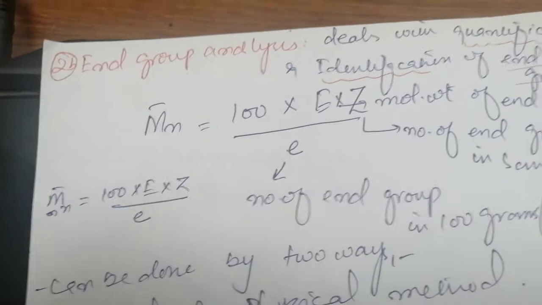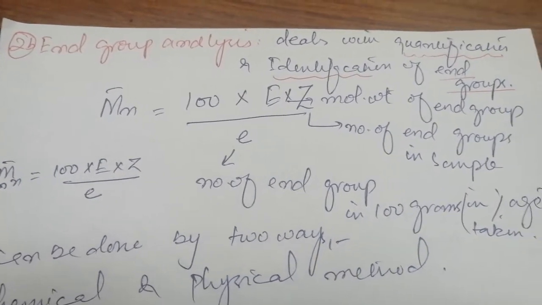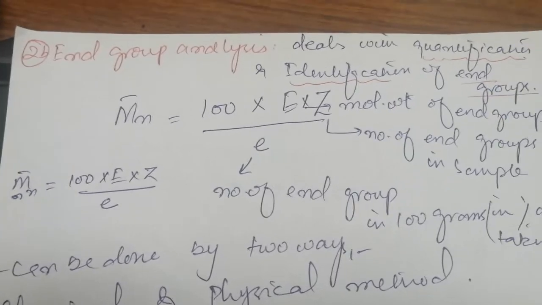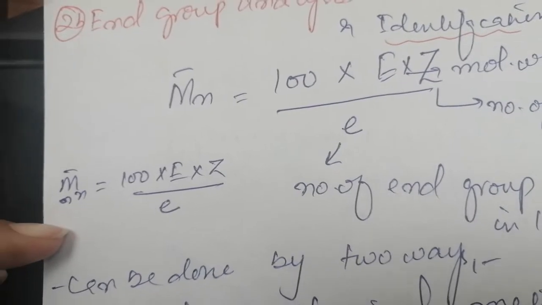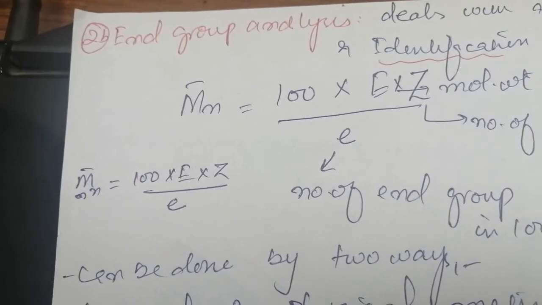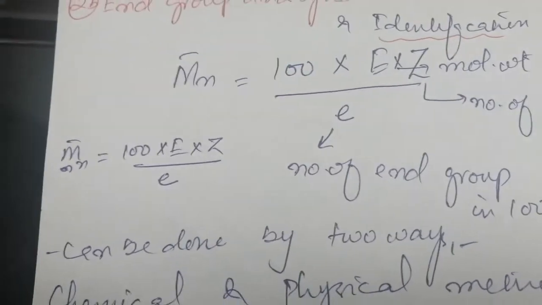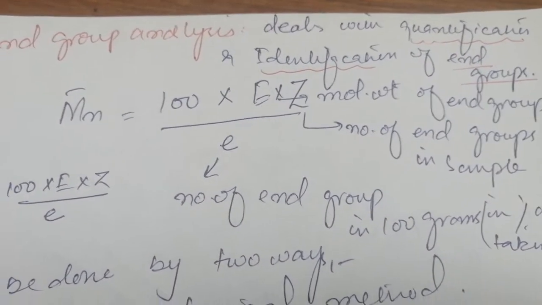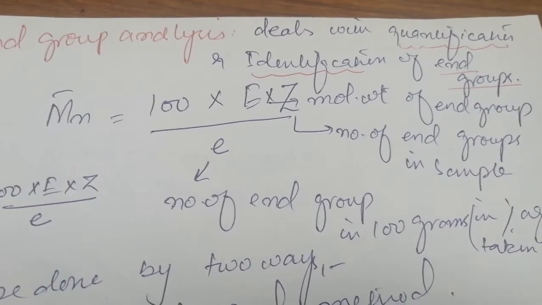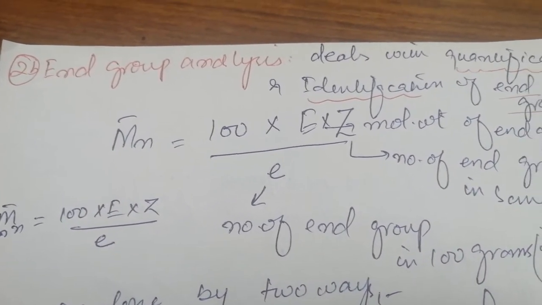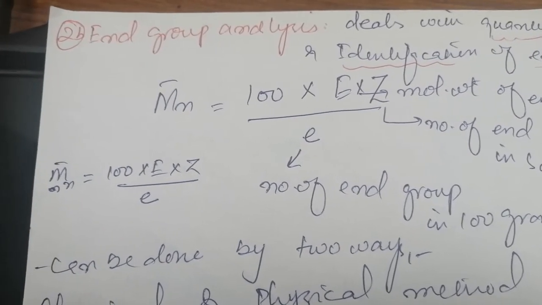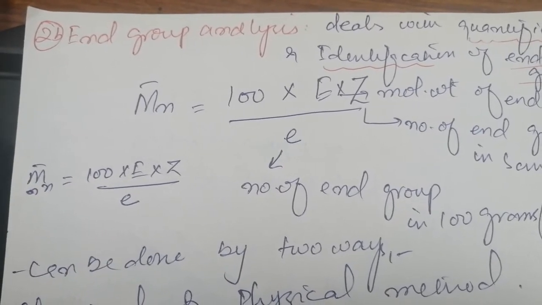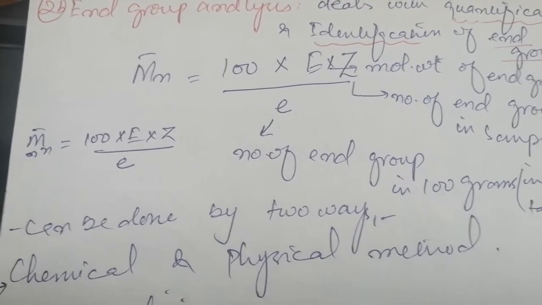If you consider the first one, it is the end group analysis, right? In end group analysis we're usually quantifying and identifying the end groups of the polymer, right? The formula that we're using is Mn is equal to 100 E multiplied by Z divided by small e. Small e is indicating the number of end groups per 100 grams. Usually we are taking it in a percentage, right? Then E is the molecular weight of the end group, and Z is the number of end groups in the sample, right? So Z is the number and E is the molecular weight, and 100 is the constant, and the small e is the number of end groups, right?